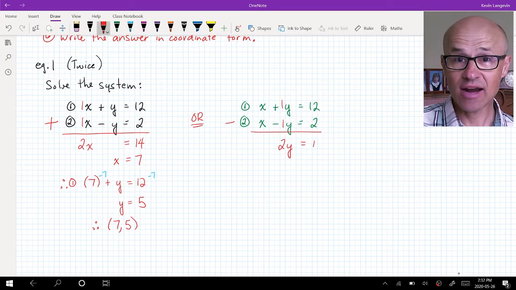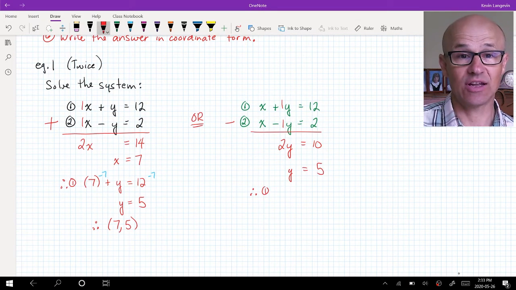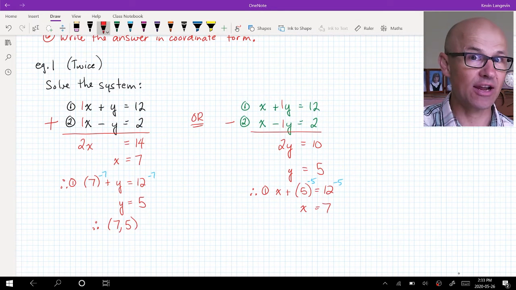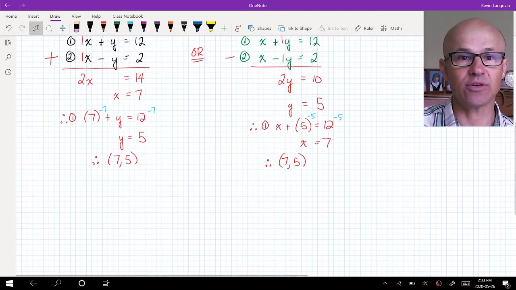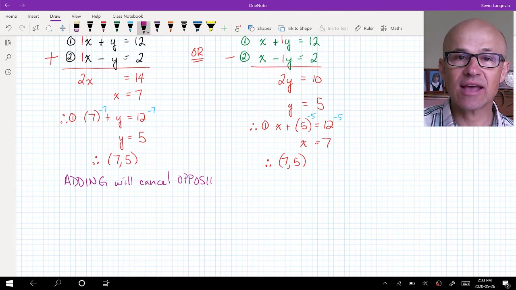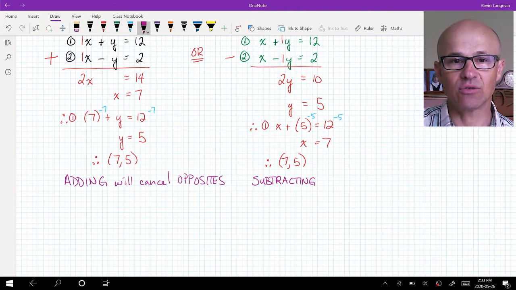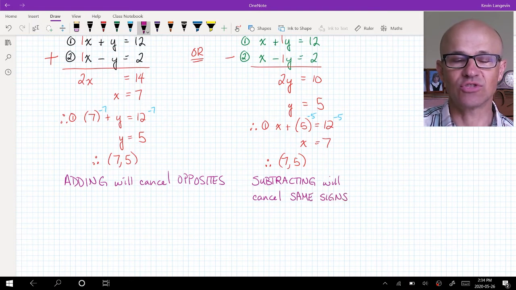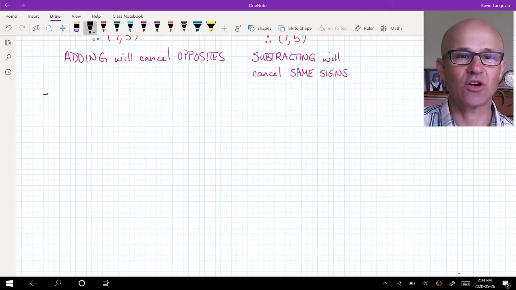If I were to subtract the equations, the x's would cancel out. 1y, take away a negative y, make sure you carry that subtraction into the rest of the equation, gives us 2y equals 10. I go and solve, and I get the same idea. So adding will cancel out opposite signs, subtracting will cancel out same signs. Got a little bit of a frozen screen there. Here we go, next example.